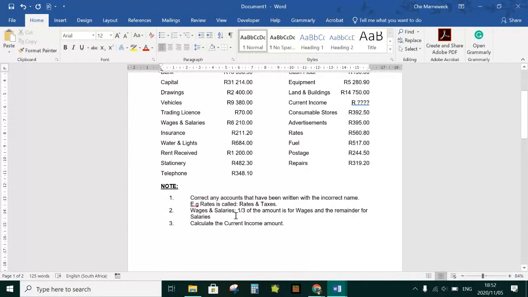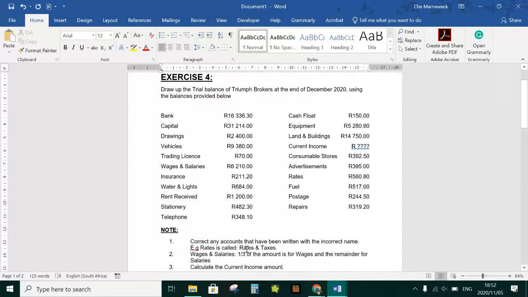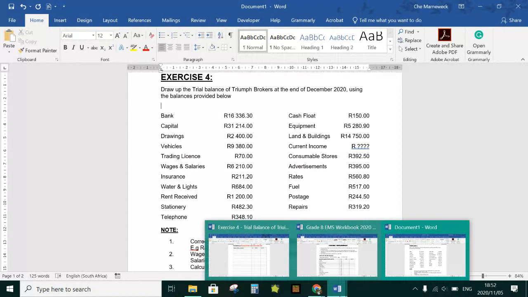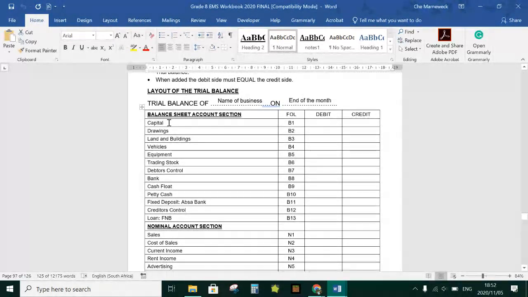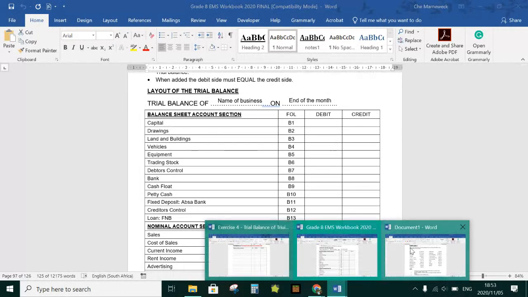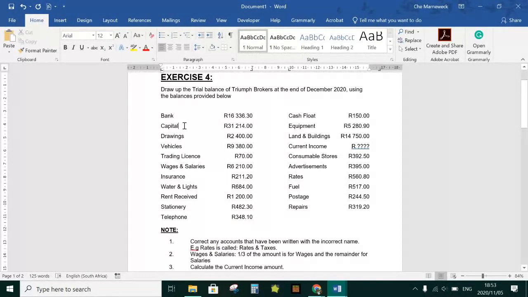It also tells us that there's some corrections that need to be made, so we're going to have to do that as well. How do I know what order to put this in? If you have a look at the first page of the trial balance, which I think is about page 97-ish, it says the first account is capital followed by drawings. So do we have capital? Yes. So capital is B1, drawings is B2.